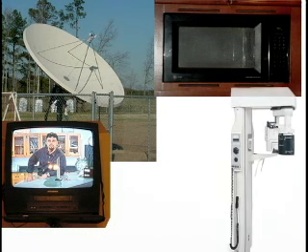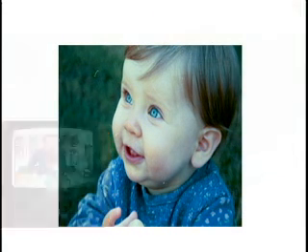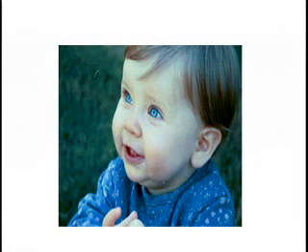What do TVs, microwave ovens, satellite dishes, X-ray devices, and this baby's eyes have in common? They all use electromagnetic waves. In this unit, we will explore the 7 types of electromagnetic waves, from radio waves to gamma rays. And we will concentrate on the one that is perhaps the most common, visible light.